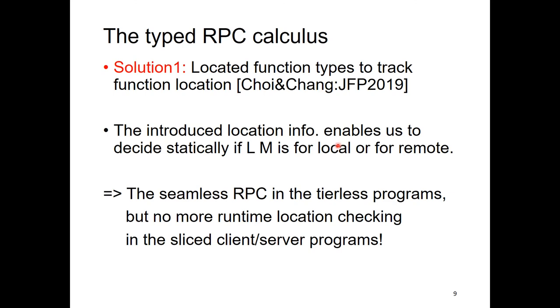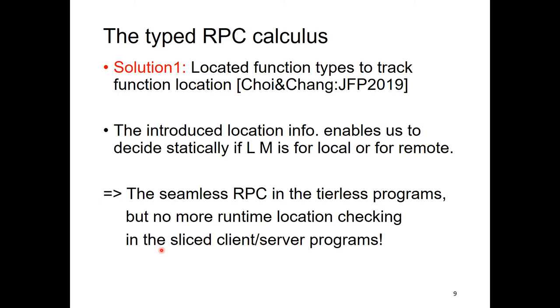Our solution is to have located function types to track function location statically. Then, we can statically decide if a given lambda application is a local procedure call or a remote procedure call. As a result, programmers can enjoy the advantage of the seamless RPC in the TLS programs, but no more runtime location checking is required in the sliced client and server programs.